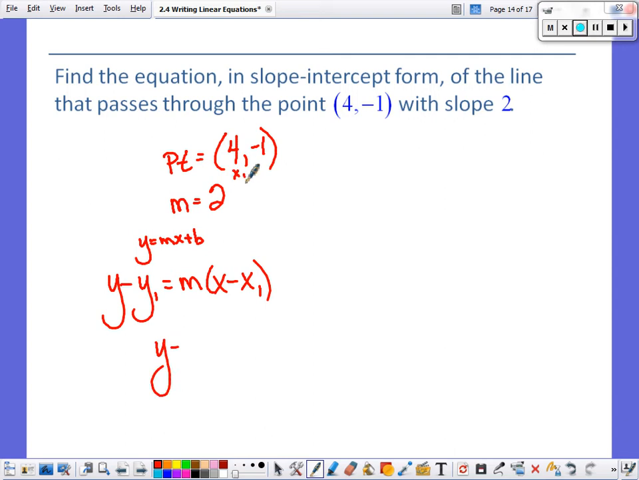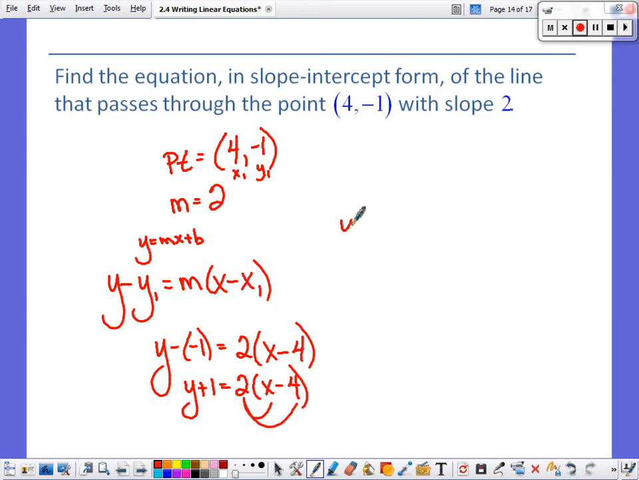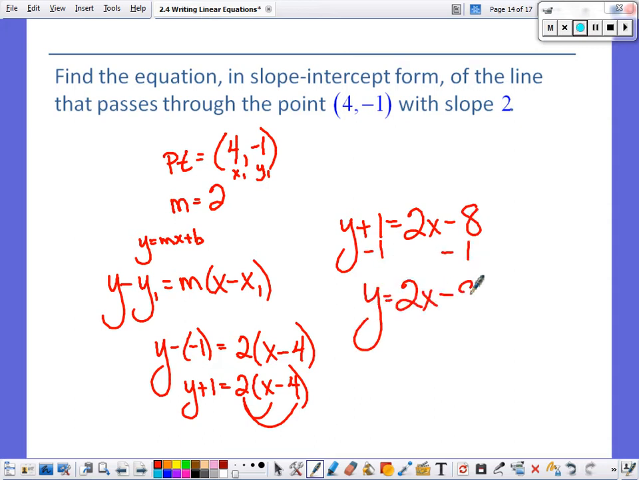Label these x sub 1, y sub 1. So y minus y sub 1 equals my slope times x minus x sub 1. Here I have y minus a negative, so that's actually y plus 1. And then as you can see here, if we need to go from point slope to slope-intercept, then what we need to do is distribute, move your constant. It's the same every time. So we distribute: y plus 1 equals 2x minus 8. And then move your constant. Subtract that 1, and you're in great shape at this point. Boom, there you go. There's your slope-intercept form for that problem.